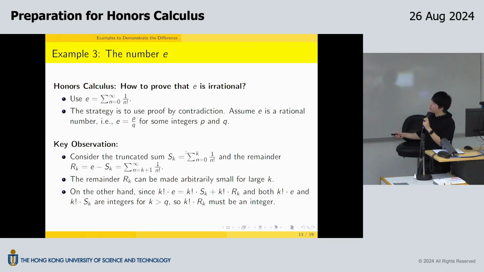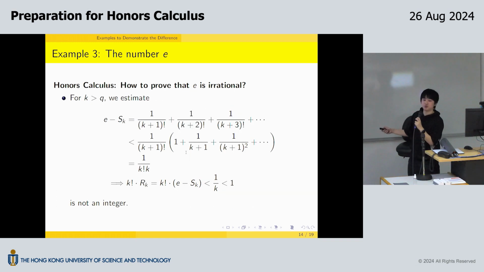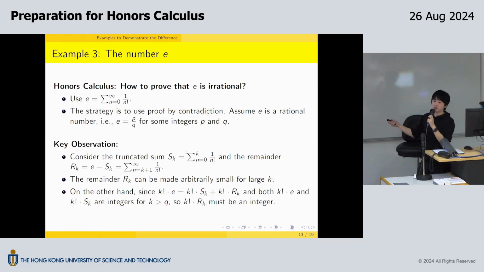Right? But by this assumption, K factorial times RK must be an integer when K is very, very large. So this gives you a contradiction, because by the estimation, K factorial times the remainder is less than 1. Okay. So this is like the proof of why the natural constant E is an irrational number. And you can see that the proof is actually not straightforward.